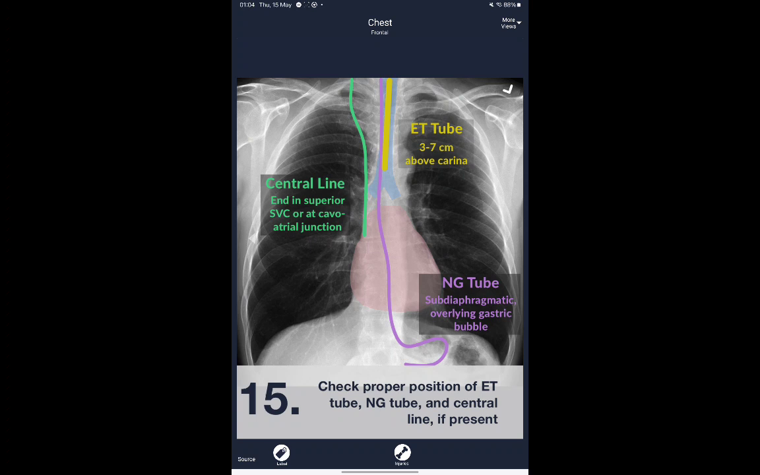We have in purple color the NG tube going from the patient's nasopharynx, oropharynx, then the esophagus, down to the gastroesophageal junction and setting in the stomach lumen. Check proper position of the endotracheal tube, NG tube, and central line if present. All of these can be appreciated from a chest radiograph.